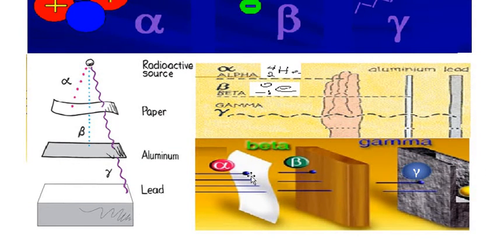This is a comparison between alpha, beta, and gamma radiation. The alpha radiation cannot penetrate much. Only paper can stop this radiation. Beta radiation is stronger in permeation, and gamma radiation can pass much more distance.